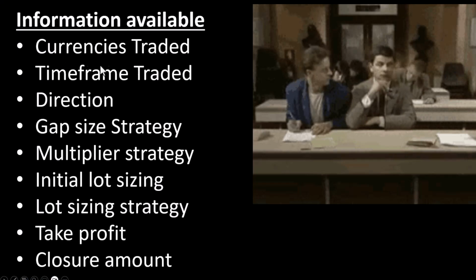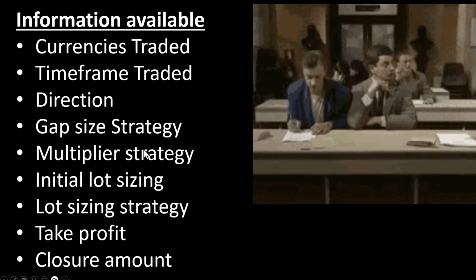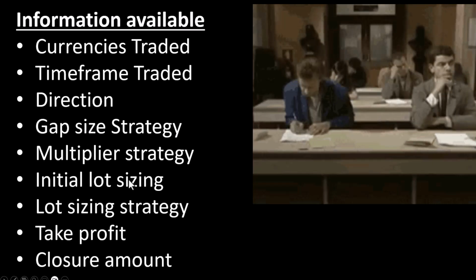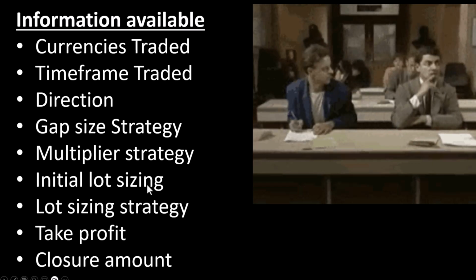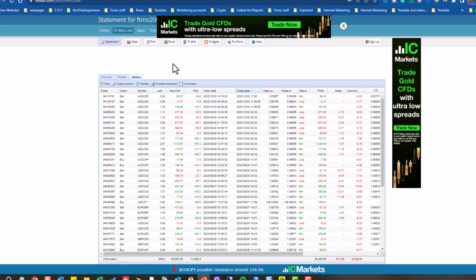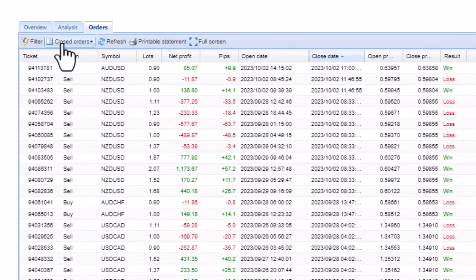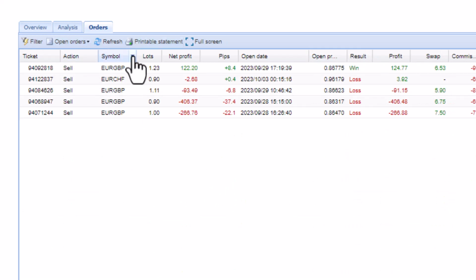Okay, so we now know the direction of trade. Now we're going to look at the gap size and the multiplier strategy and the initial lot sizing. Now, as I said, we've already done the initial lot sizing, and that is 0.09, but we will look at the gap size and the multiplier strategy right now. And to do that, in this case, I can actually use the open orders, because that's got enough history for me to go by, and I'm going to just sort it in symbol order so that the same symbols are together. Okay, so we're going to look at the gap size strategy.